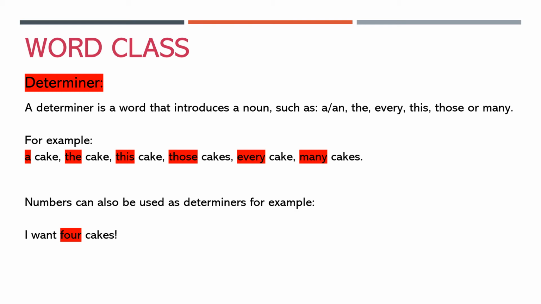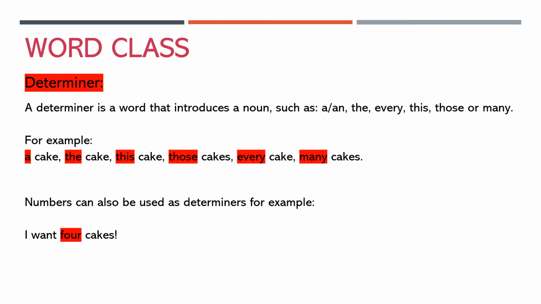So as you can see in my example below, a cake, the cake, this cake, those cakes, every cake, or many cakes. It's specifying to the reader what cake or cakes you're talking about. You don't want those cakes, you want this cake. So you're going to say, I want this cake. A determiner is showing the reader what noun you are talking about.